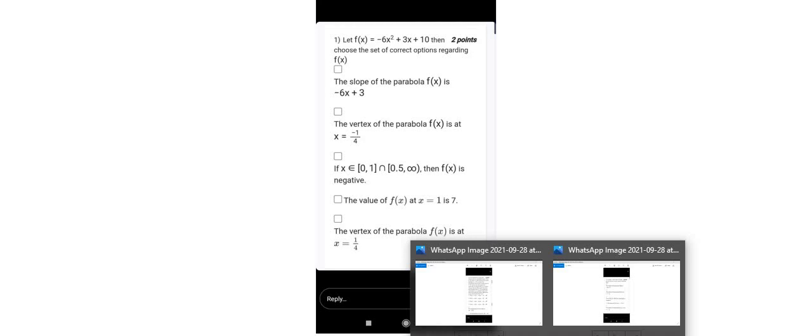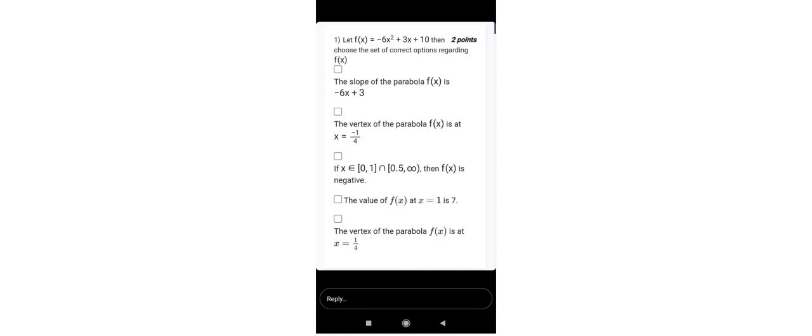So the first question says that f of x is equal to minus 6x square plus 3x plus 10. Then choose the set of correct options regarding f of x. So the first option is saying we have to find out the slope of f of x.